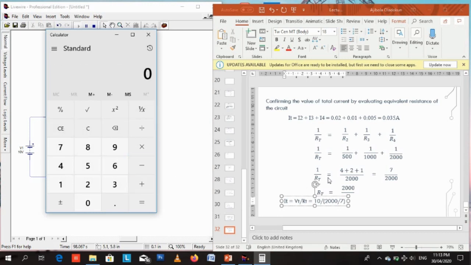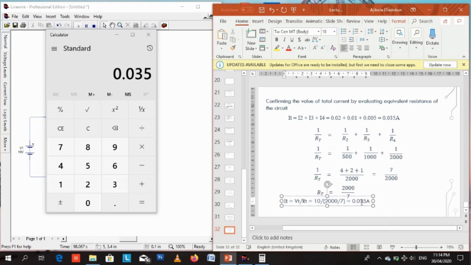The calculator didn't follow the right BODMAS principle. So whoever doesn't know BODMAS, we have to be the one to arrange it ourselves. We have to apply it: 10 multiplied by 7 divided by 2000. That is the right way to do it, because the 1 over 7 will go up and multiply the 10. That makes it 70 over 2000. So that's 0.035 amps. We see here that the current we got from this formula is the same as this current.